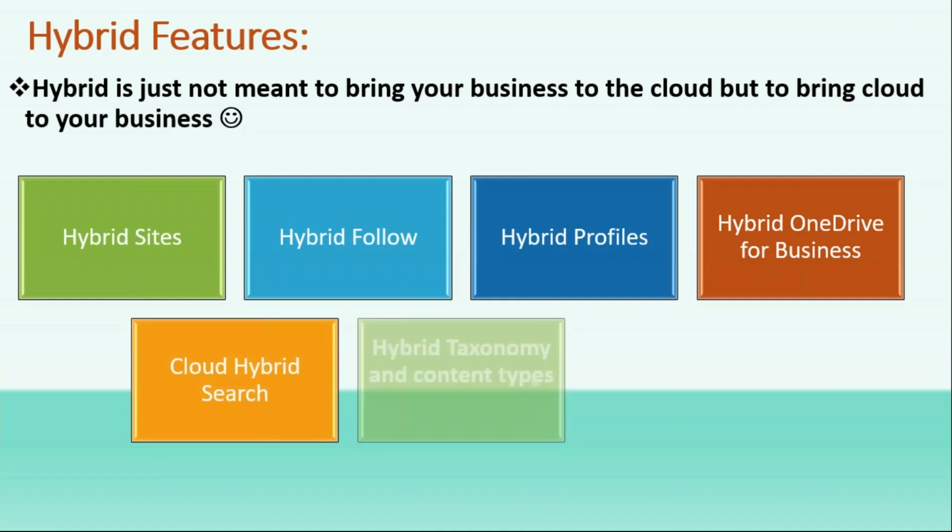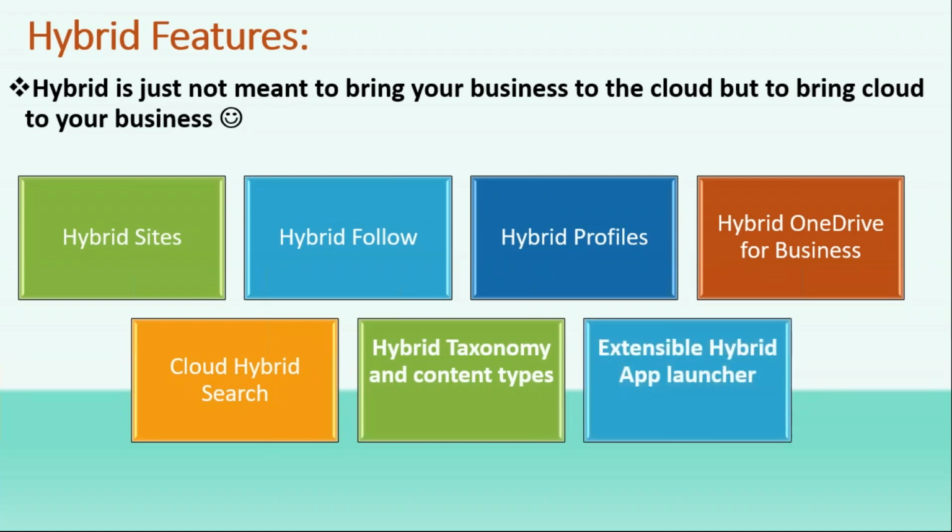Cloud hybrid search, and then we have the hybrid taxonomy and content types, and then finally we have the extensible hybrid app launcher. So all these features which you're seeing there were there on 2016 also, and the same applies for SharePoint Server 2019. And let me also remind you folks, we are talking about the public preview here. Maybe once the GA is available, we could see some improvement, but at the moment, this is what you get.